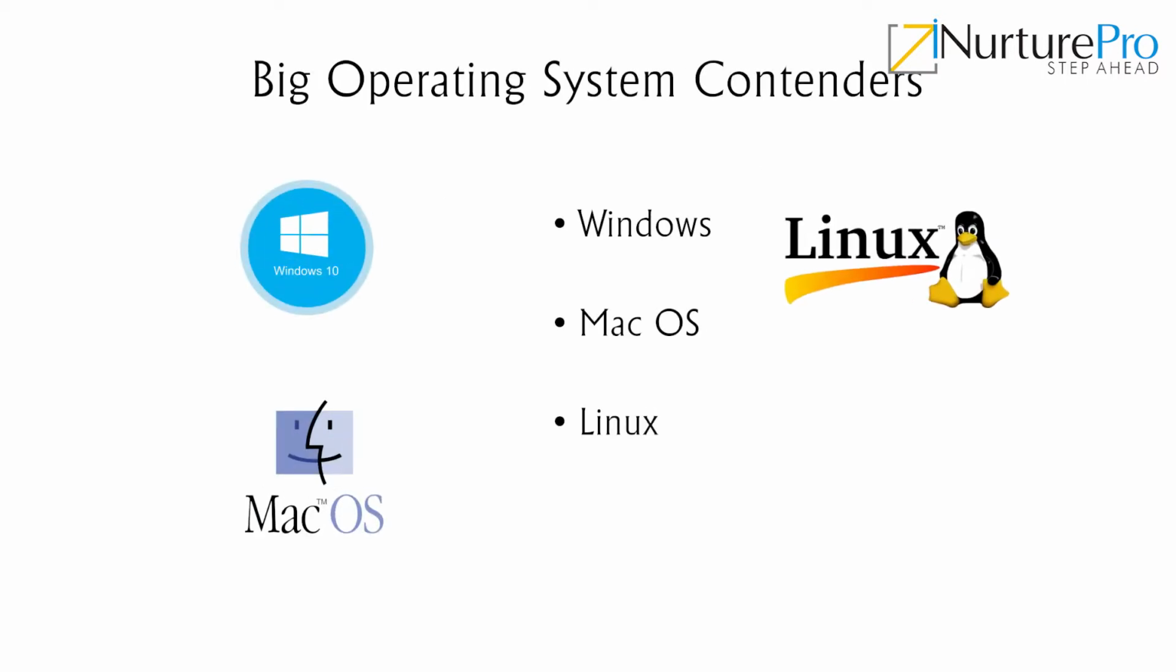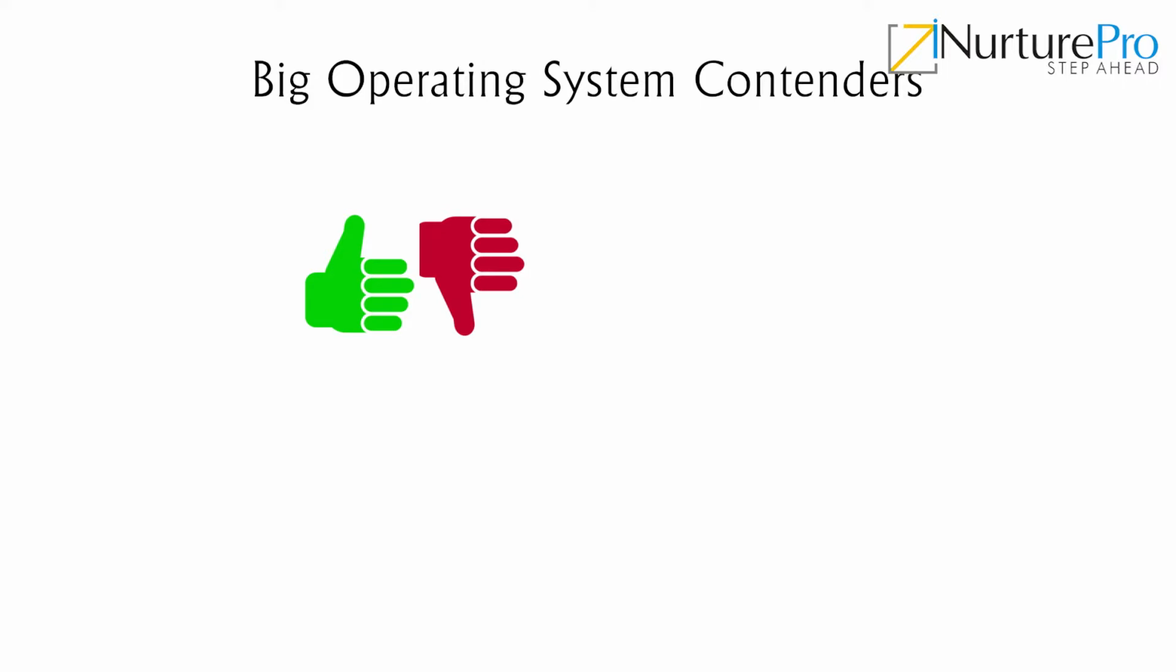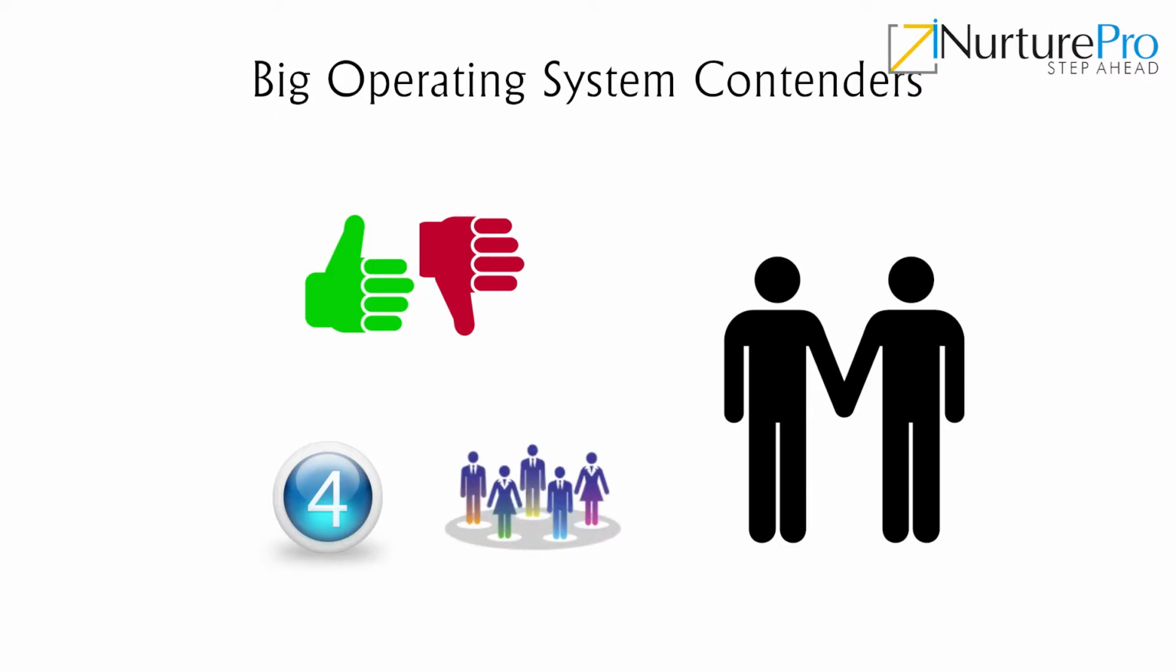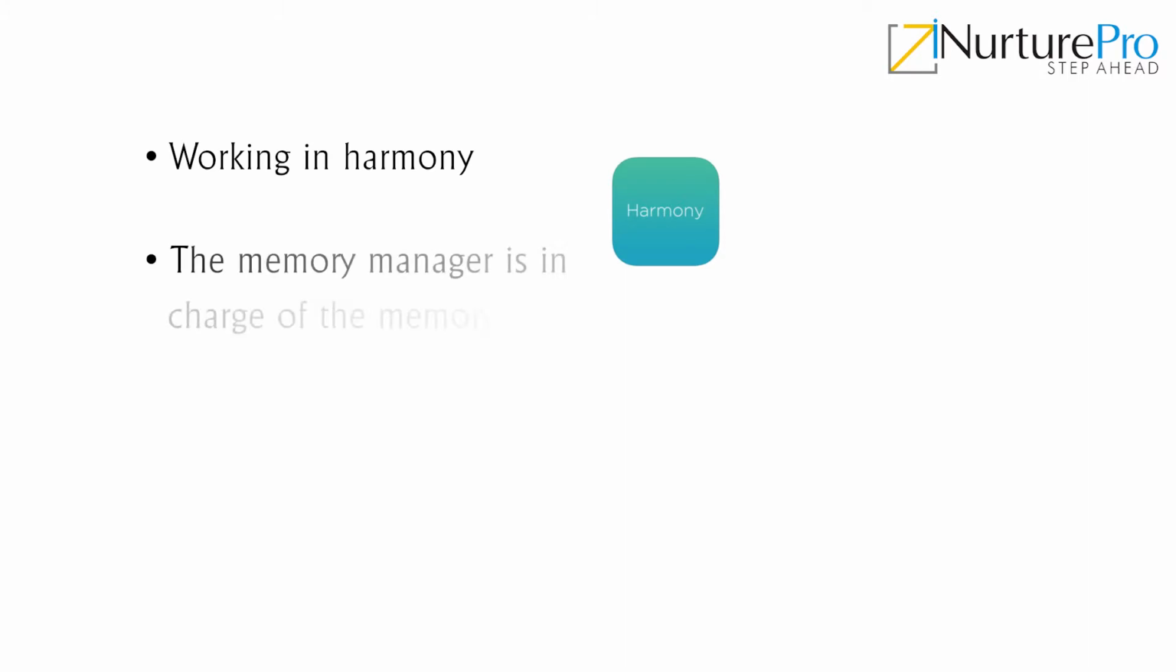Windows, Mac OS, Linux, and Unix are the big operating system contenders. And all these have their own advantages and disadvantages. But they all are based on the same concept. There are 4 essential managers for every operating system. And they all work together like a team to get jobs completed. The operating system works as their boss, and it makes sure they are all working in harmony.